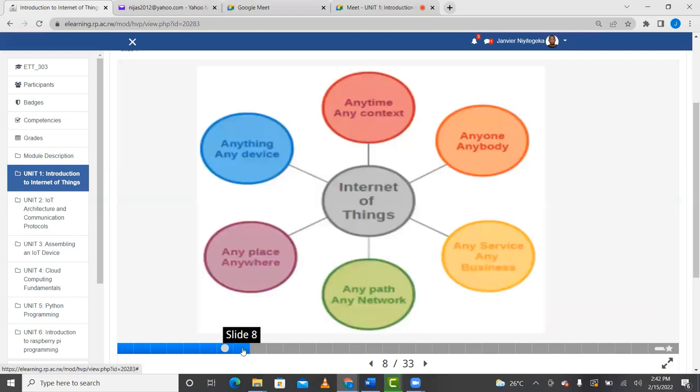Then, an IoT system can be accessed at any time, at any place. There is no limitation of time and no limitation of distance. If we say this is an IoT application, it must have the capability to be localized, to be accessed at any time, at any place, via any communication medium of your choice.